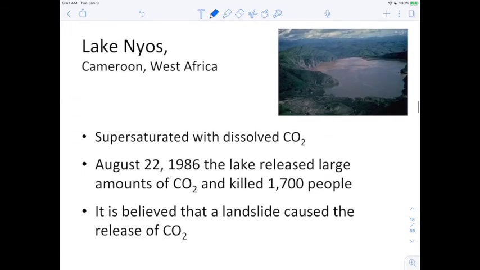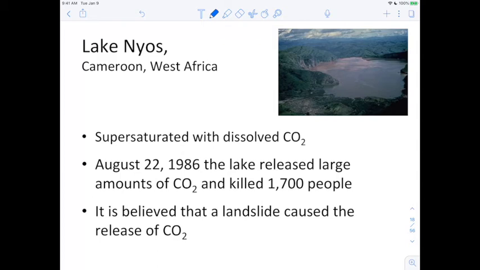All right, so here is the picture that I was looking for. We have one more application of this. We had a supersaturated lake, Lake Nyos in West Africa, supersaturated with dissolved CO2. What we didn't know at the time is that there were underground volcanoes kicking out very small amounts of CO2, constantly over hundreds of years, and we did not know it was supersaturated until something happened.